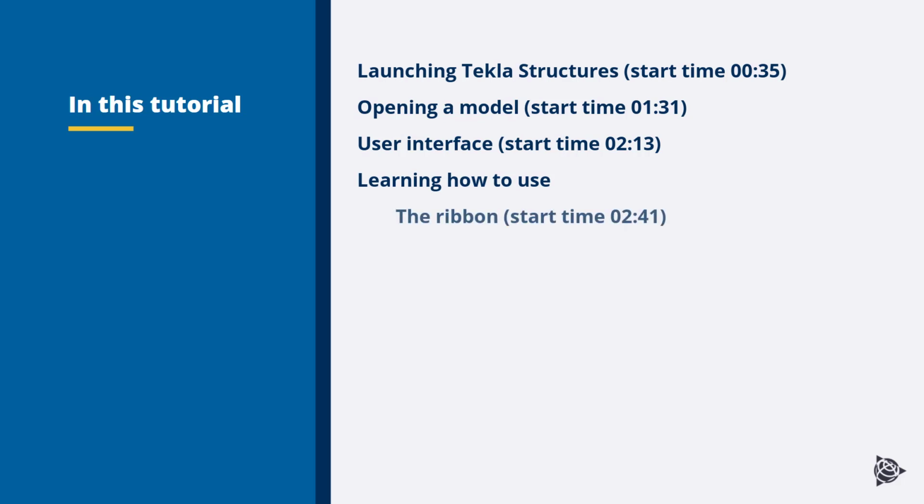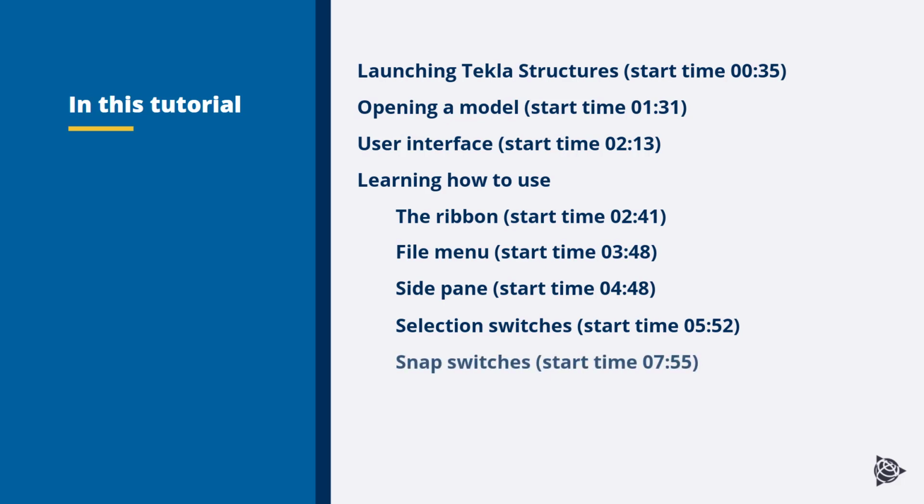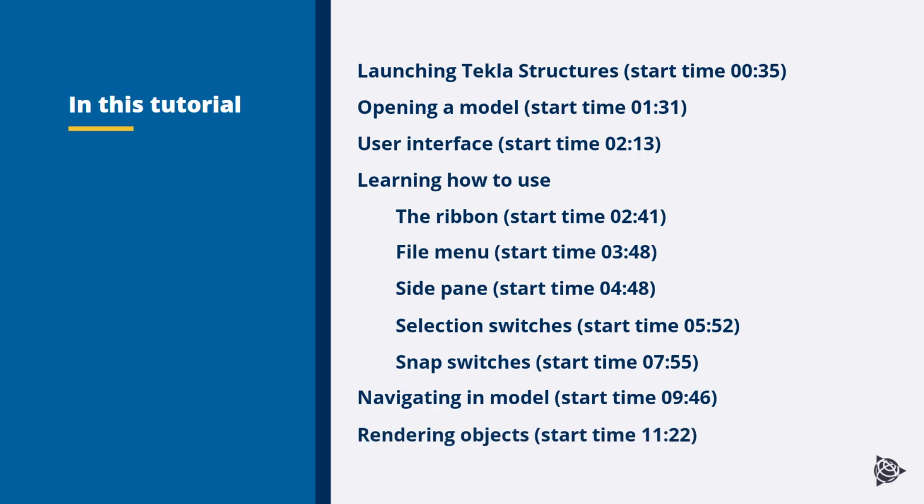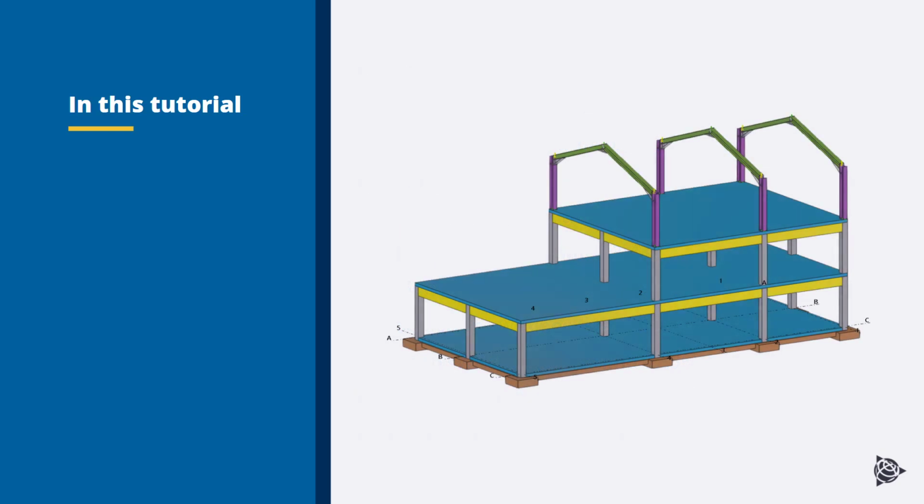The ribbon, file menu, side pane, selection and snap switches. You will also learn how to navigate a model and how to render objects. If you keep following the First Steps course, this is the model you will eventually build.